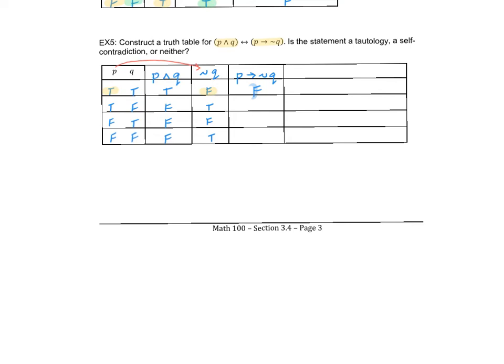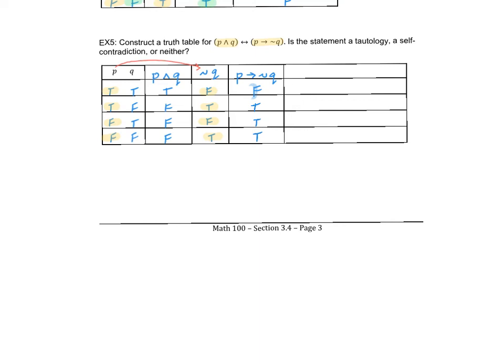Okay, now let's look at the rest of these. True to true is true. False to false is true. False to true is true. So these are all true. So it's false, true, true, and true.